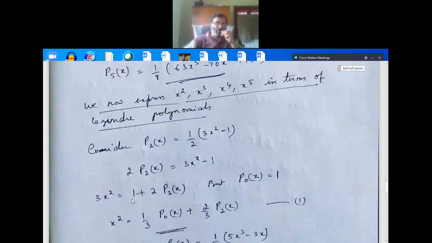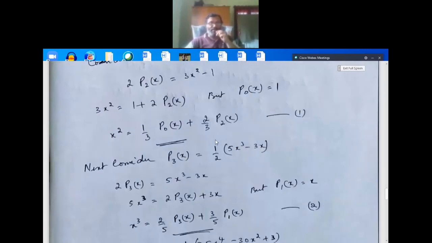But you know P naught of x is 1. We have to express in terms of Legendre polynomials. You know that P naught of x is 1. So divide by 3. So 1 by 3, where 1 is written as P naught of x, plus 2 by 3 P2 of x. So x squared is written in terms of Legendre polynomials. I hope you follow and study. Any doubt you can ask later.